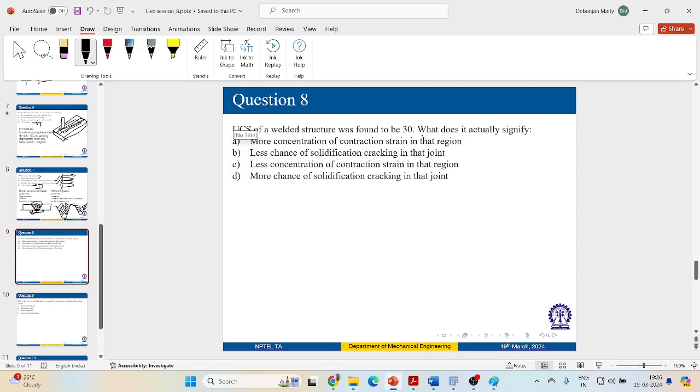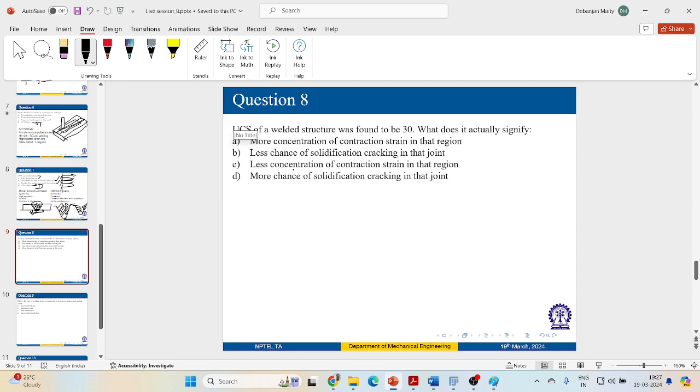Then I say UCS of a welding structure was found to be 30, which is more than 25. What does it actually signify? So if this is more than 25, what does it signify? I'll say there will be more concentration of construction strain. You know? If it is less than 25, there will be less chance of cracking susceptibility.